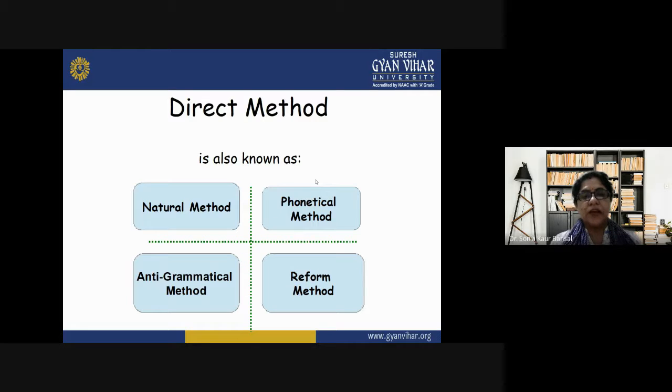First of all, there are many other names for it, so let's get familiar with them. We know the direct method. It is also known as the natural method or anti-grammatical method, and it is also called the phonetical method and reform method. These are the different names given to the direct method. Understand, students, that these are methods taken for the purpose of teaching students in a direct language or target language.